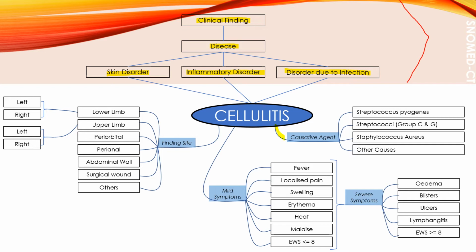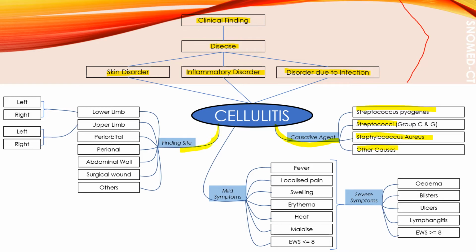Let's start with the causative agent. So cellulitis is usually caused by Streptococcus, the Streptococci group. They cause 2/3 of the cases. Staphylococcus aureus and other causes. Other causes, for example, if a monkey bites you. So it is introducing a bacteria from its mouth into your skin, and that can give you cellulitis.